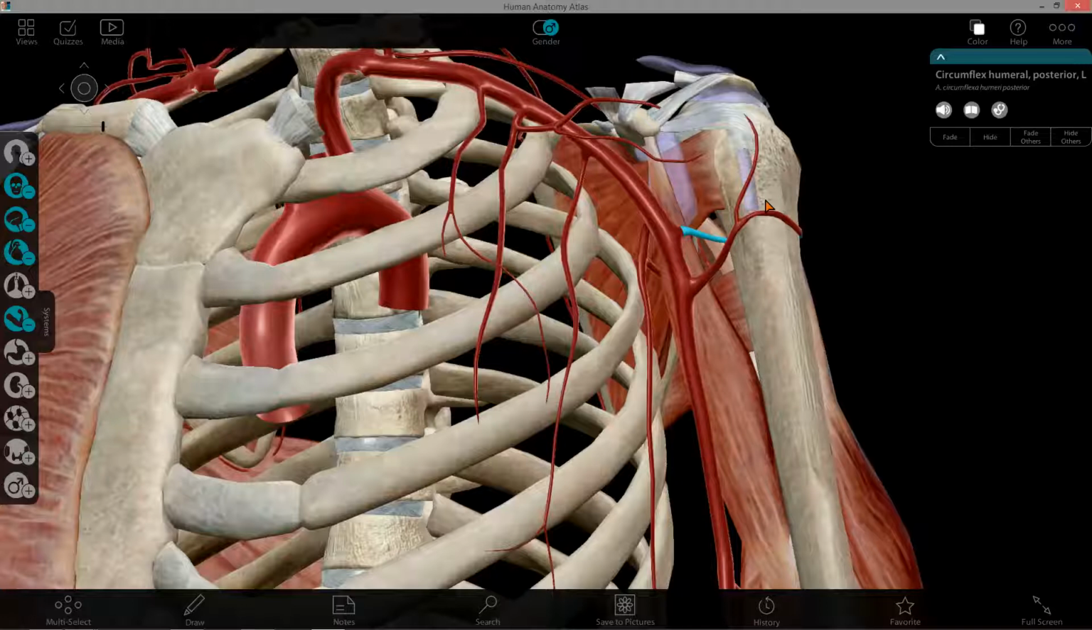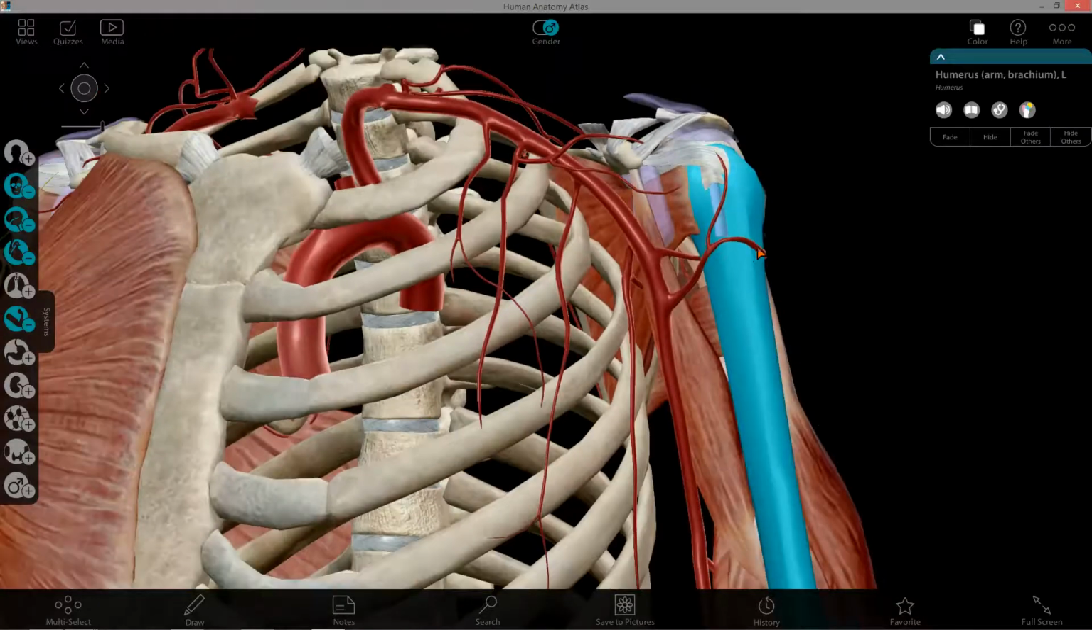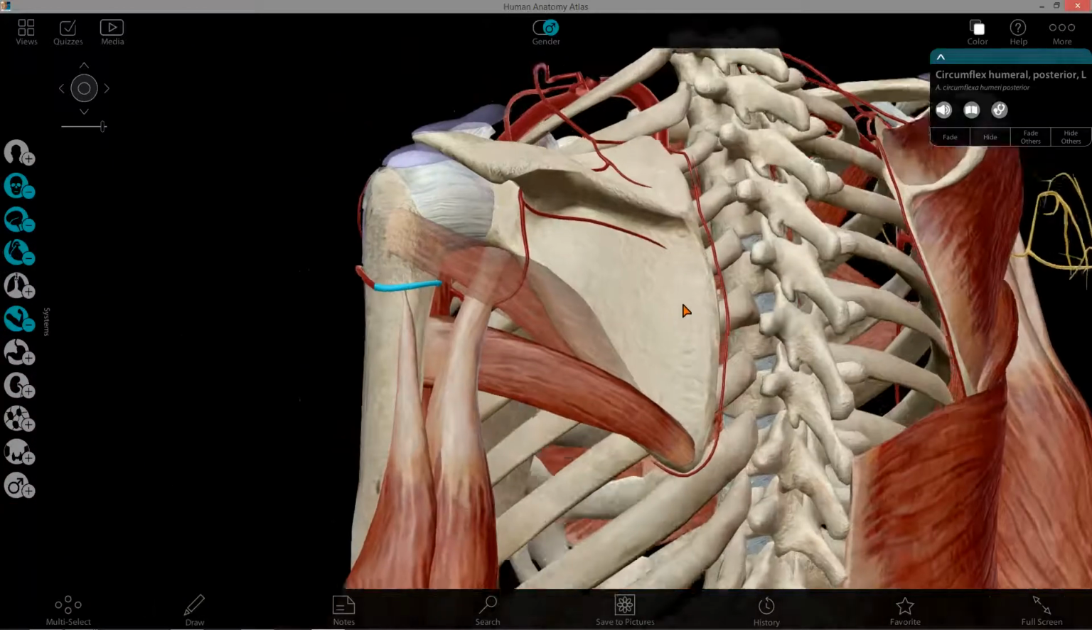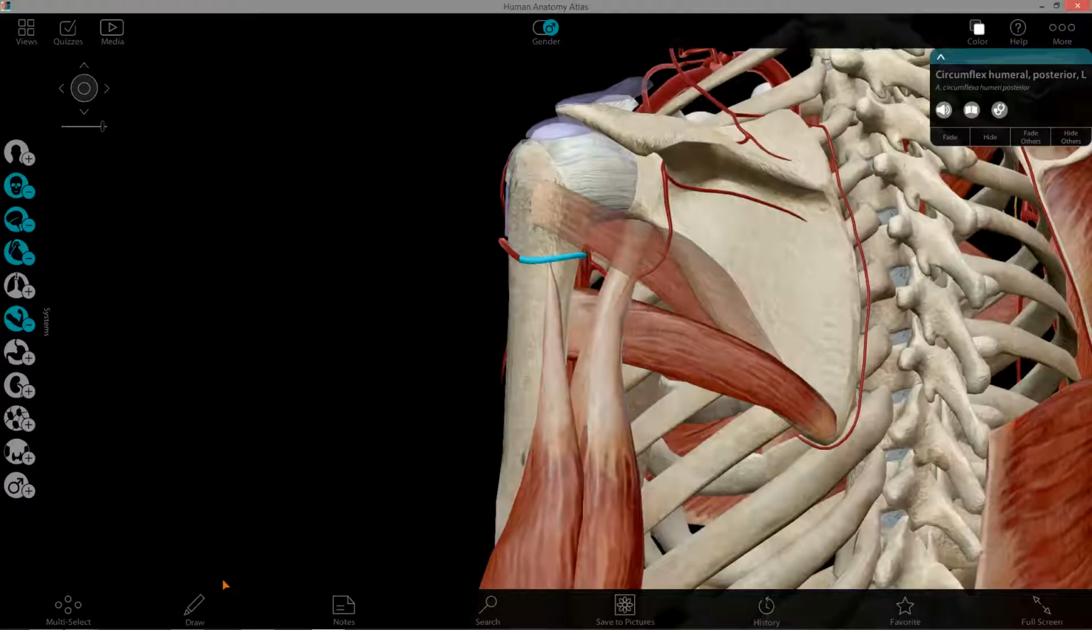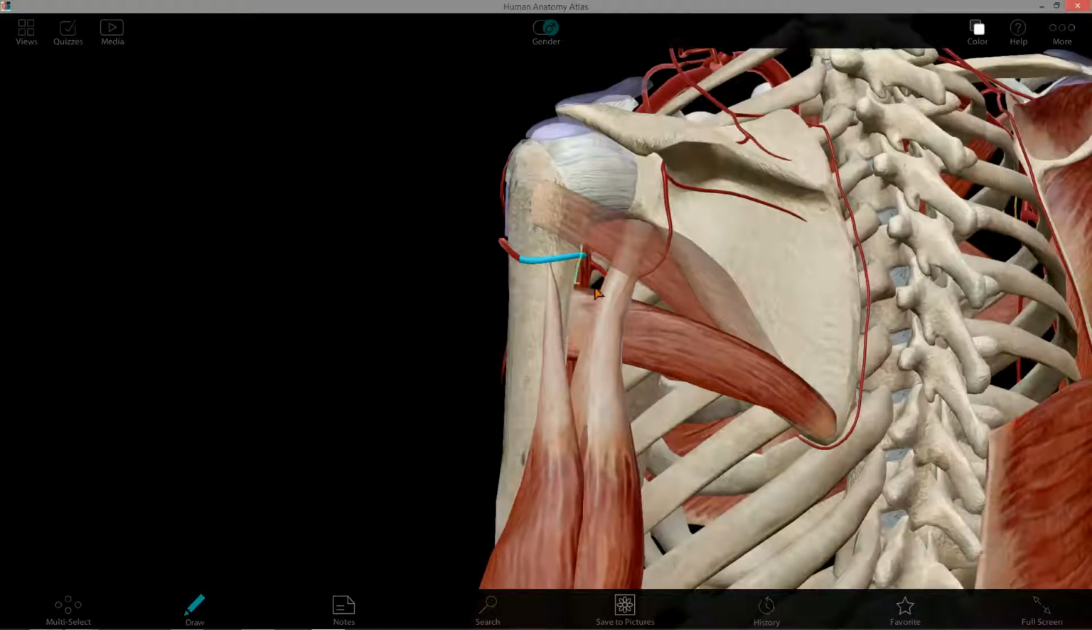Also, it's at risk of being damaged during dislocation. So, dislocation of the humerus of the shoulder joint typically dislocates backwards, so posteriorly. And so you're more likely to damage the posterior circumflex artery than, say, the anterior. Now, the posterior circumflex enters the posterior area or posterior compartment through the quadrangular space, which I have defined the borders of previously.